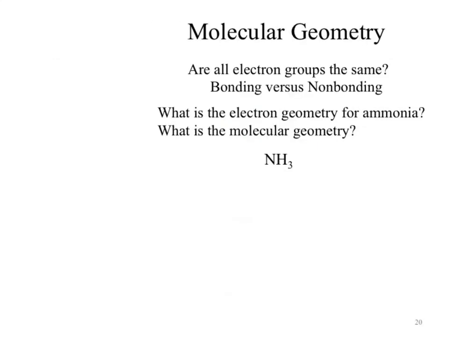So we just talked about this example. Are all electron bonding groups or electron groups the same? Bonding versus non-bonding. When we look at NH3, we've got our center atom of nitrogen. We've got our 3 hydrogens.